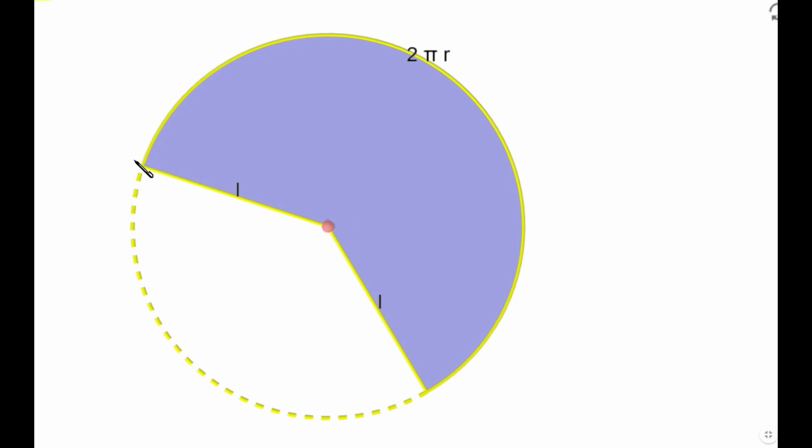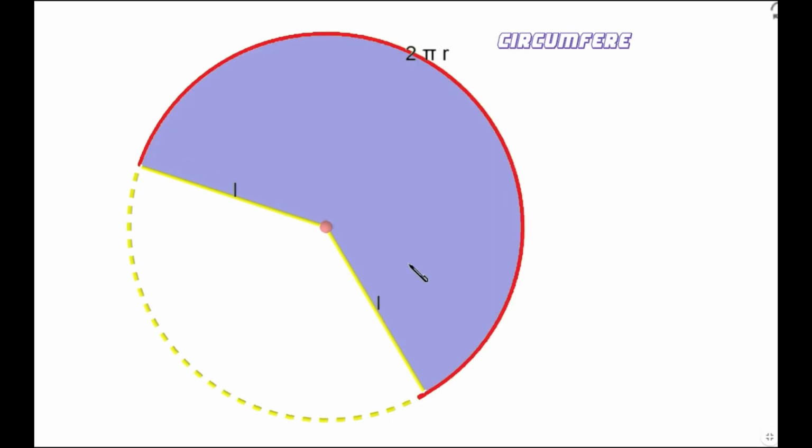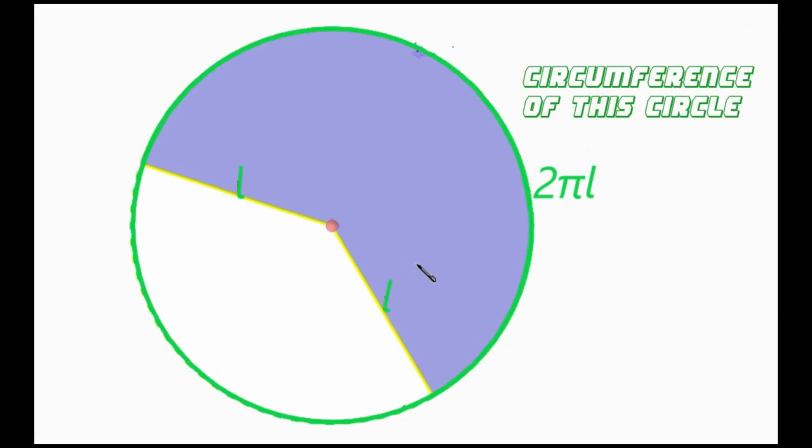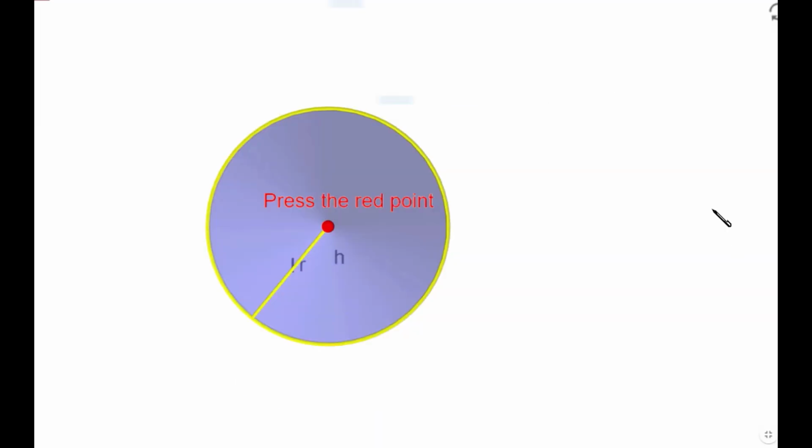This bold yellow line, let me make it red, was actually the circumference of the base of the cone. The base, this much part, not the entire circle. The entire circle, let me mark it green, is the circumference of this new circle. So you have two circles here, one the base of the cone and one this new circle, and this new circle has a circumference 2 pi l, because you can see the radius is l here.